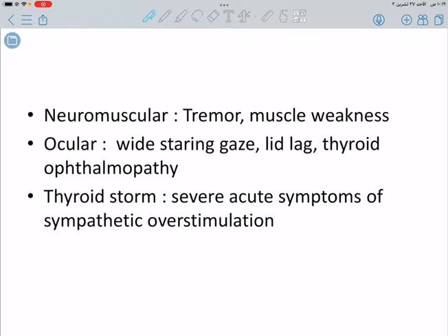Usually the tremor that is associated with hyperthyroidism is what we call fine tremor. شو يعني fine tremor؟ يعني تكون الإيد بترجف هيك رجفة خفيفة. Okay. Ocular symptoms, wide staring gaze, lid lag, thyroid ophthalmopathy رح نحكي عنها in details. And the thyroid storm, when there is severe acute symptoms, sympathetic overstimulation ممكن يكون life-threatening sometimes.